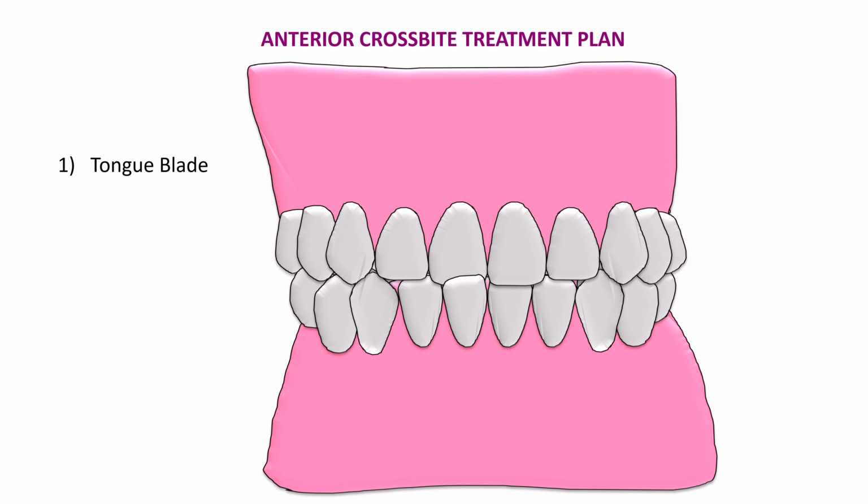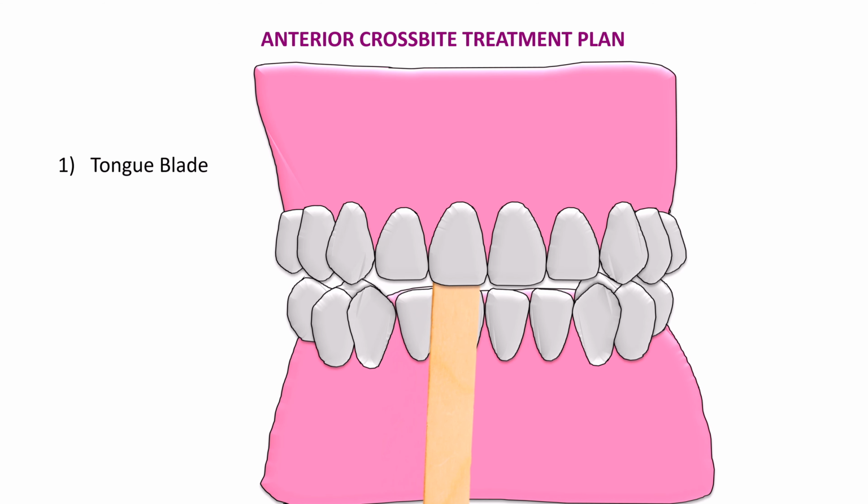For anterior crossbite, especially single tooth crossbite, tongue blade therapy is used. Mandibular anterior teeth is used as a fulcrum. It is used daily for 1 to 2 hours for nearly 2 weeks.